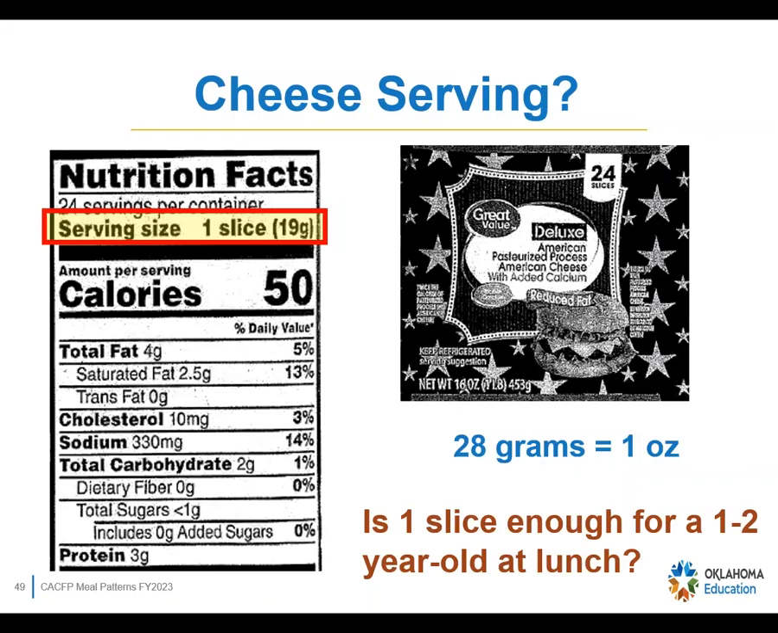Just make sure you are looking at the serving sizes, and it says 1 slice is 19 grams. Make sure you go back to your meal patterns chart to make sure that you are serving the correct amount. Because if you're not serving the correct amount, we will take back that meal, since for a meal to be reimbursable, it has to be the correct item served in the correct amount. You can always serve more, you cannot serve less.